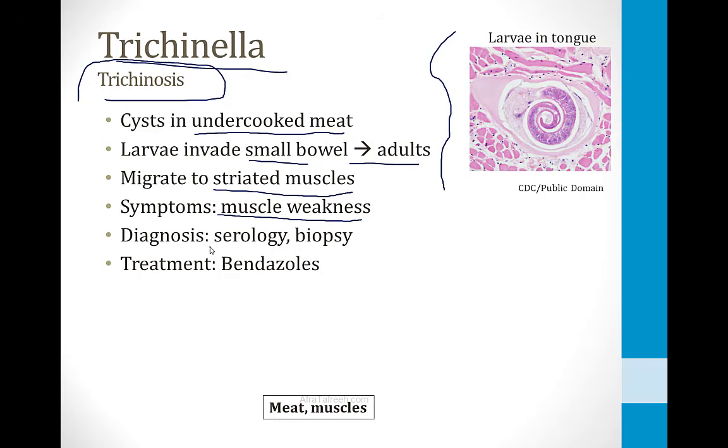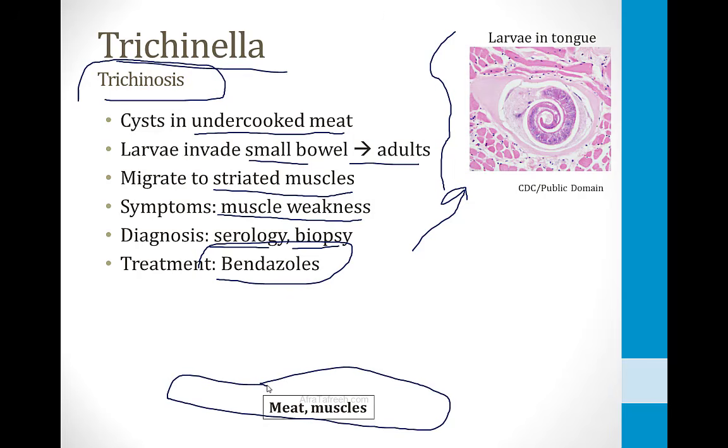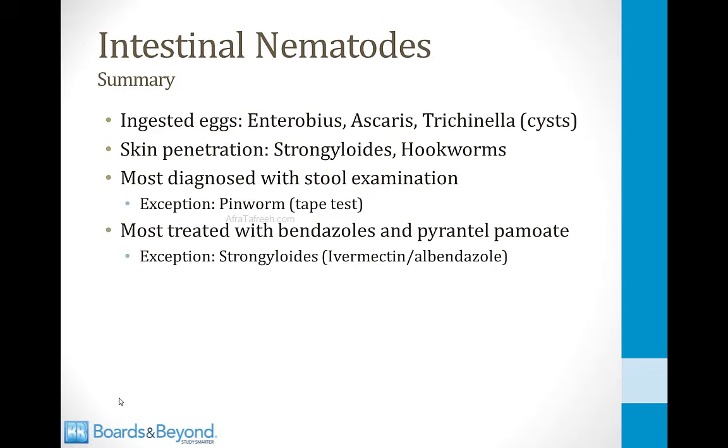You can diagnose it by looking for antibodies, but also by biopsy, like is shown right here. And you can treat this with the bendazoles. And when it comes to trichinella, just remember meat and muscles. It's really all you need to remember to know how you get this infection and the symptoms of this infection. So that's the last of the intestinal nematode infections.